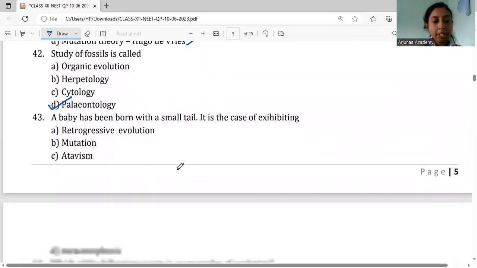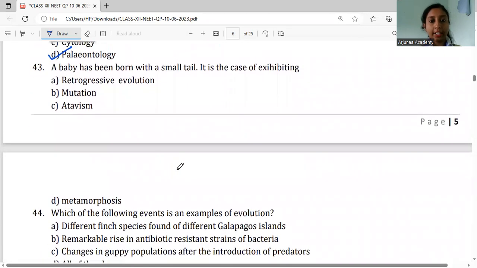Then a baby has been born with a small tail. Here the small tail is an ancestral character. So the progeny is having the ancestral character. This phenomenon we call atavism. Again, a direct question.